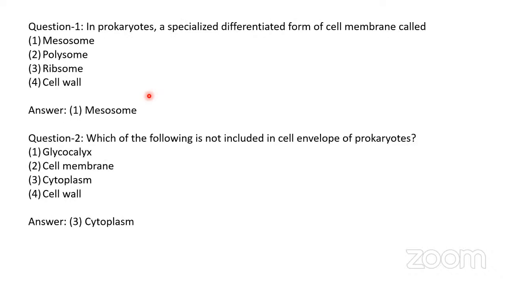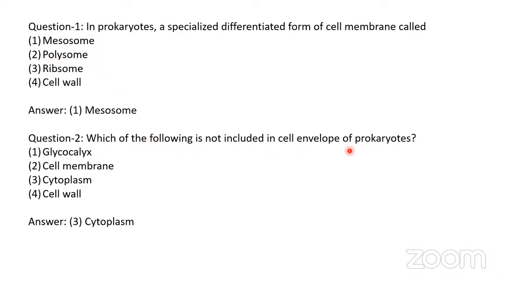So related to prokaryotes, there are certain questions which I have mentioned. In prokaryotes, a specialized differentiated form of cell membrane structure is present, which is called the mesosome. The options may be mesosome, polysome, ribosome, or cell wall. So the membranous structure is the mesosome.